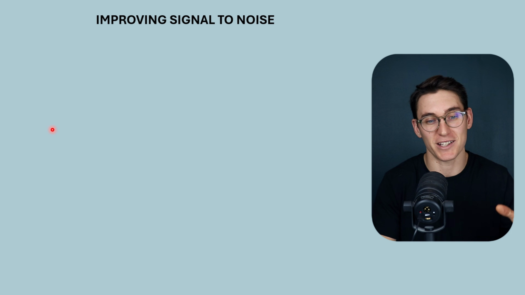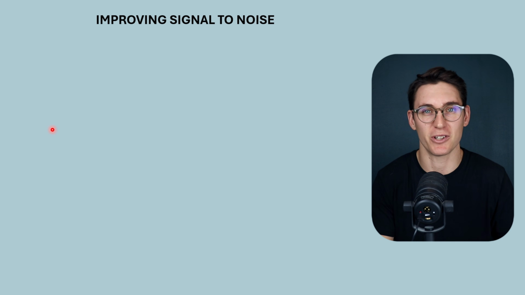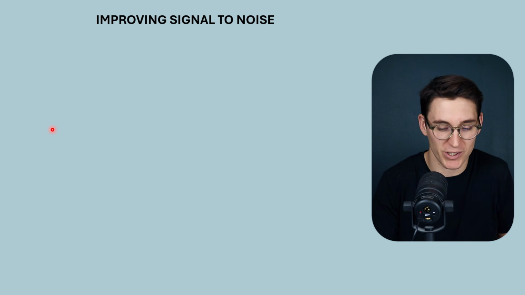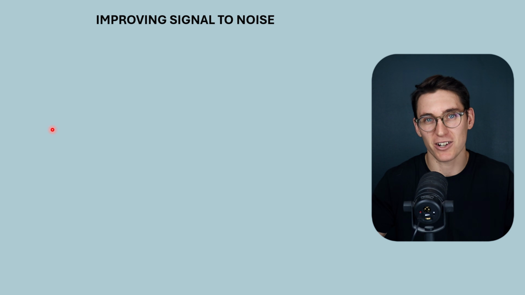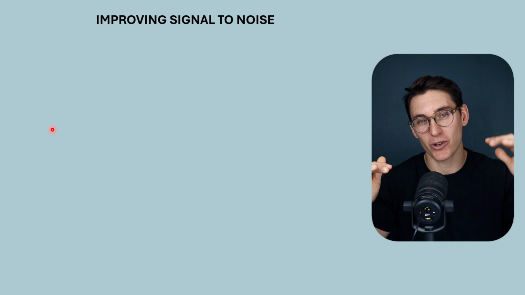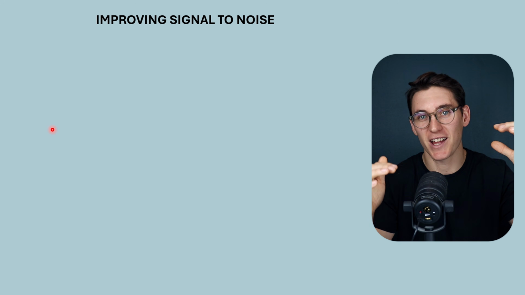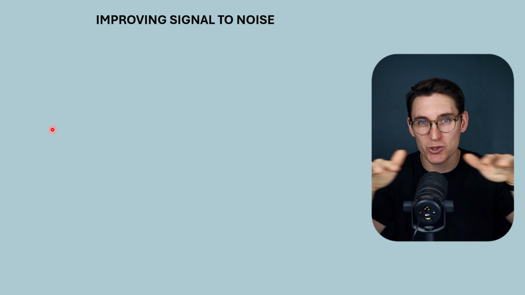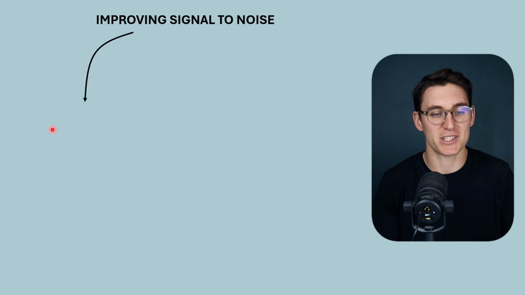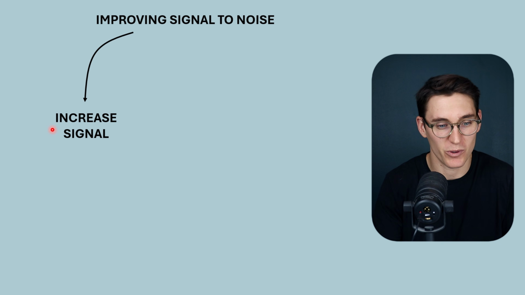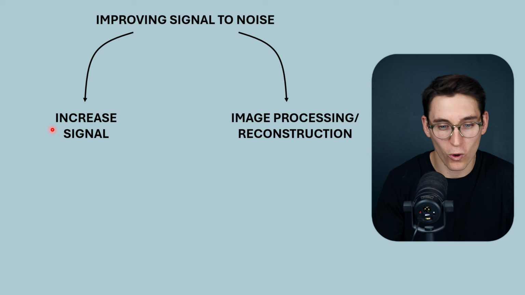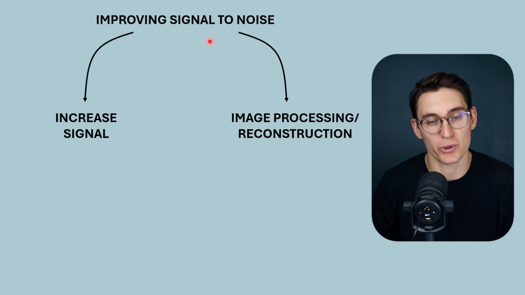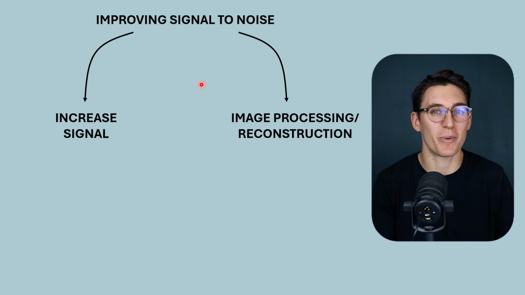So how then do we go about improving our signal to noise ratio? Noise is going to obscure our ability to differentiate structures. If we increase signal and keep background noise the same, we're going to increase the true anatomy signal and decrease the contribution that noise has to play into blurring the true signal. Again, I'm going to separate this into 2 categories. Either we can increase signal, or we can make changes to our image processing and reconstruction to improve signal to noise. Now, how do we go about increasing signal?